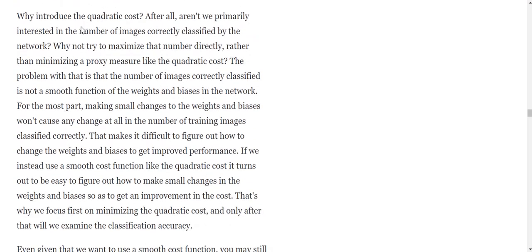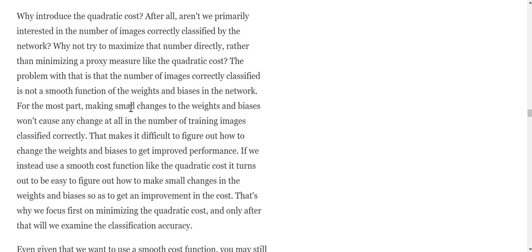So before getting into that, why introduce the quadratic cost? After all, aren't we primarily interested in the number of images classified correctly by the network? Why not try to maximize that number directly rather than minimizing a proxy measure like the quadratic cost? You might have this question, and this is a very valid question. The problem with that is the number of images correctly classified is not a smooth function of the weights and biases in the network. You can see that the quadratic cost function depends on the weights and biases. However, the number of images classified correctly does not directly depend on them. It is not a smooth function like the quadratic cost function.